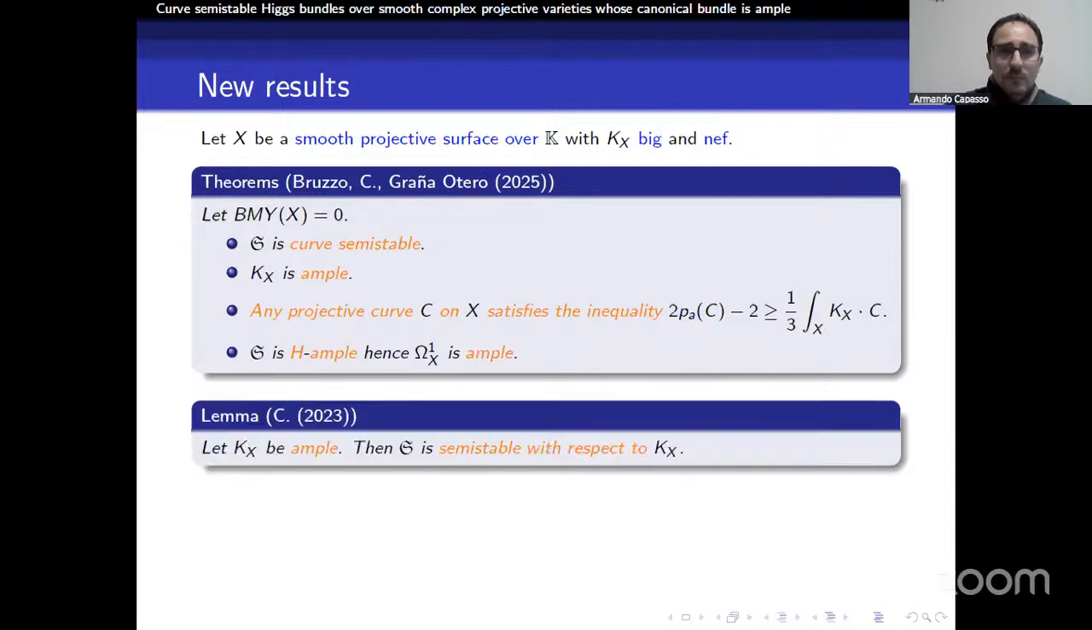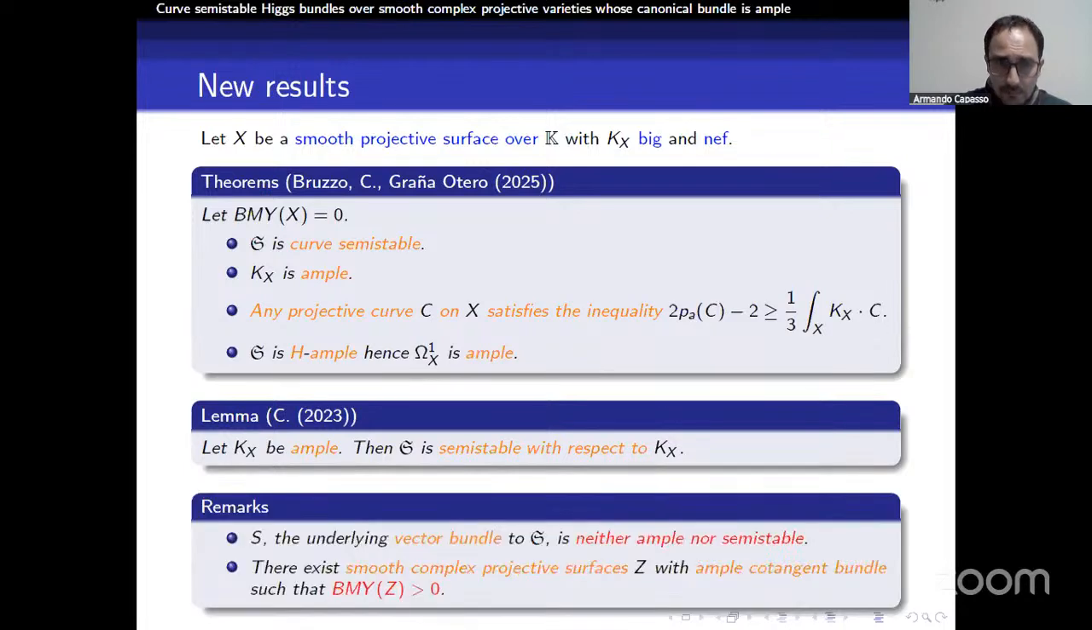Okay, this result is based on this lemma, which I proved in my PhD thesis, where I assume the ampleness of K, the canonical bundle, implies that the Simpson system is semistable with respect to K of X. Just two simple remarks. The vector bundle underlying the Simpson system is neither ample nor semistable. The Simpson system is ample and semistable only as a Higgs bundle and not as an ordinary vector bundle.